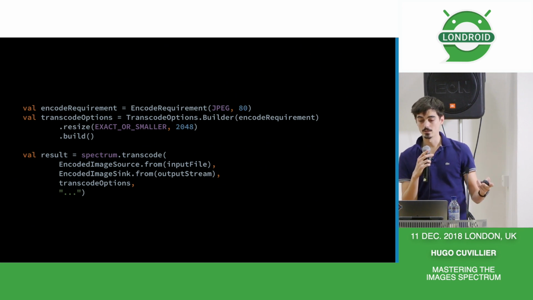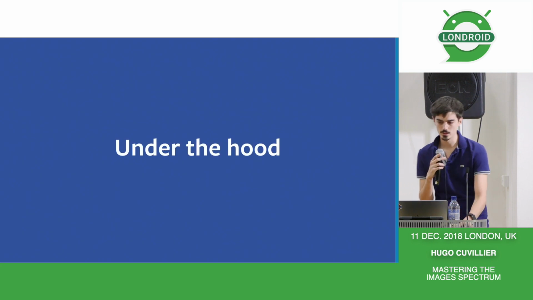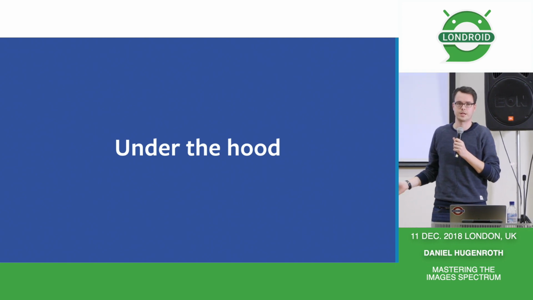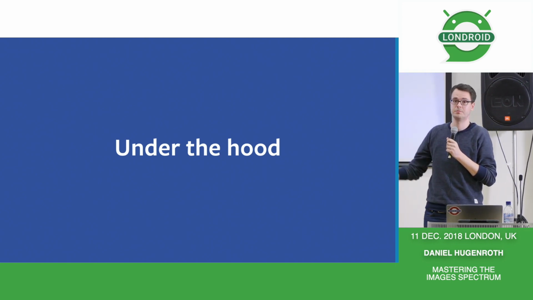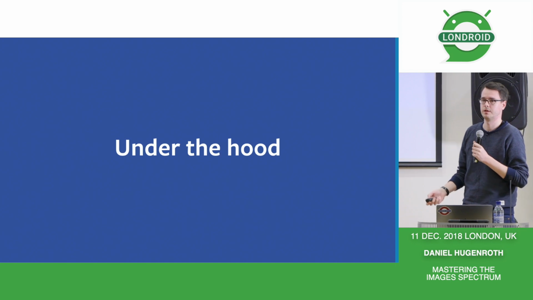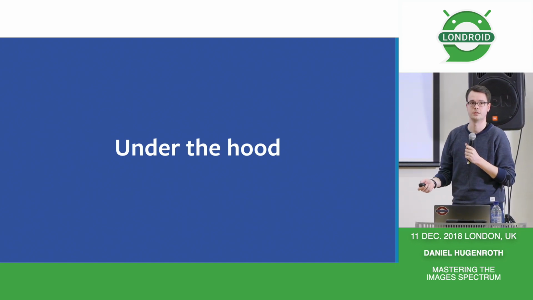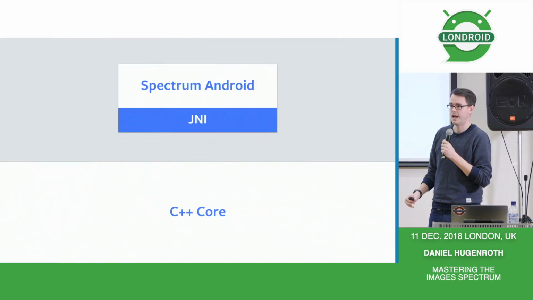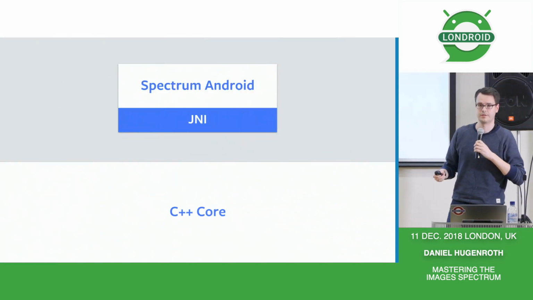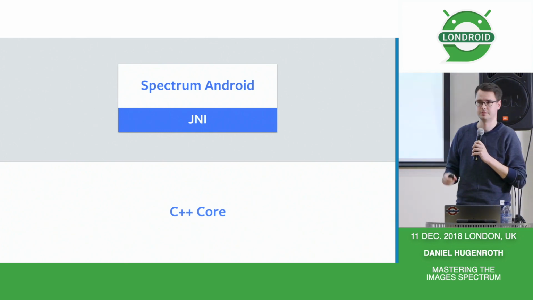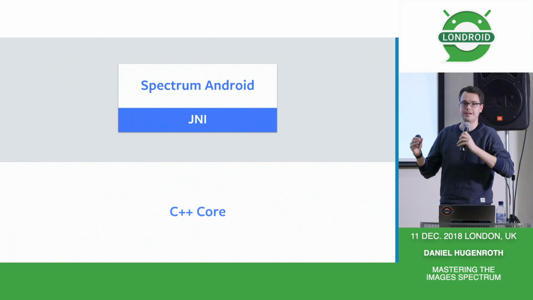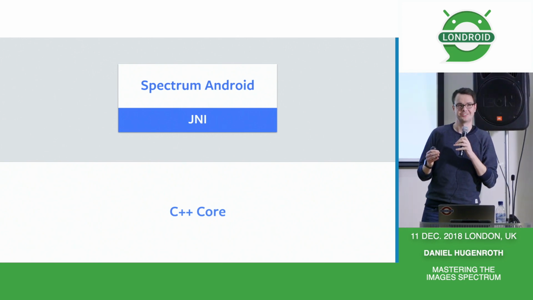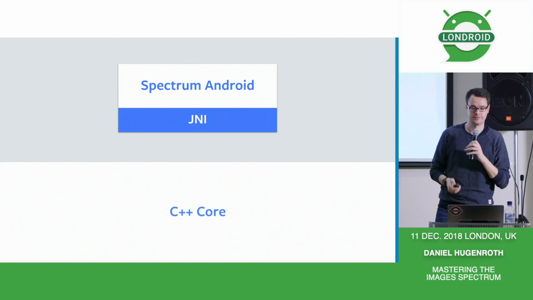And next I'm going to pass it back to Daniel, and he's going to talk a bit about the architecture of Spectrum. Cool. We're really just going to talk very briefly about the architecture, mostly because I think it's an interesting blueprint if you encounter similar challenges in other domains. As Hugo initially mentioned, the main logic is really within the C++ core, and that's very good. And the Android API is just a very thin wrapper around it.